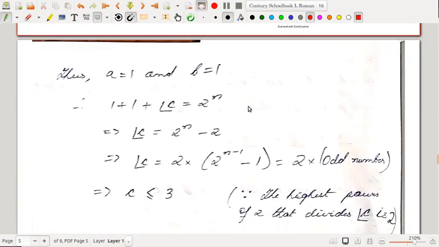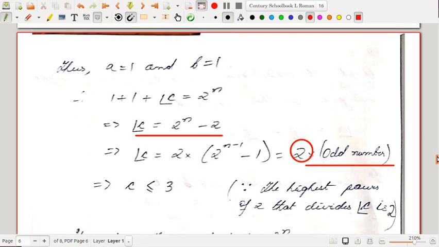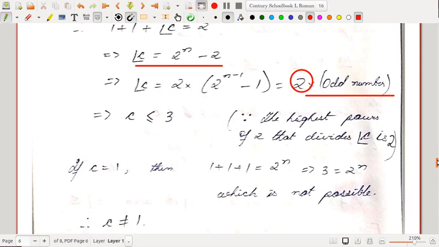Okay, so next case, not the next case, the continuation. So a and b are both 1. That means if you put it in that equation, we get factorial c equal to 2 into 2 to the power n minus 1 minus 1. That means 2 into some odd number. Okay, that means what? Factorial c has only 2 as a factor, and 4 cannot be a factor of this, right? Because it is 2 into some odd number. So 2 appears in the factor only once.